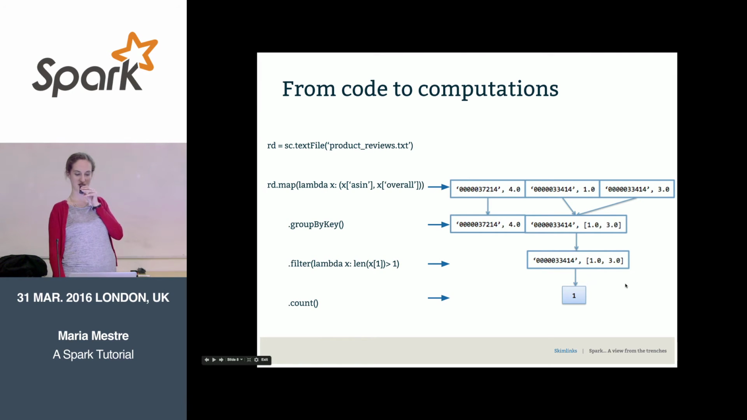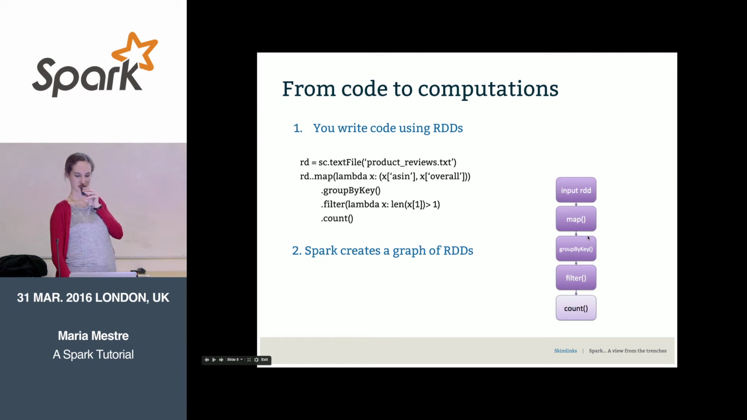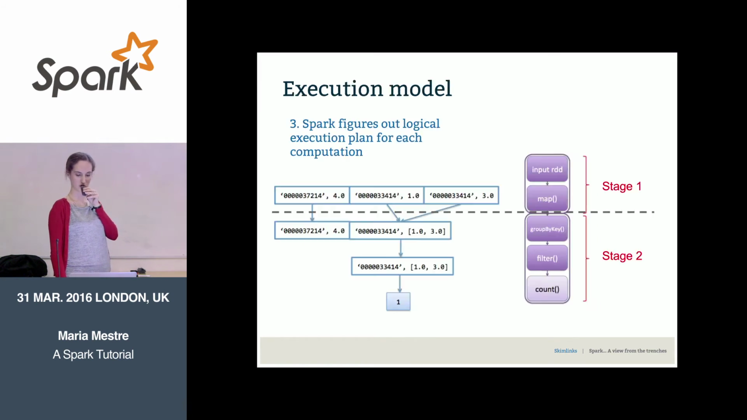Then Spark takes this code and turns it into a graph of RDDs. So it knows that you basically have a sort of waterfall of operations. It needs to perform the map on the input, the group by key on the output of the map, the filter on the output of the group by key, and so on. But this is when things start to get interesting. Once Spark knows this, it needs to figure out the logical execution plan, so it needs to understand how to perform all these operations in the most optimized way.